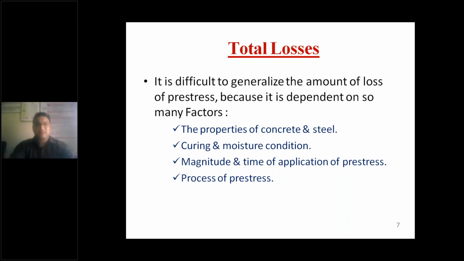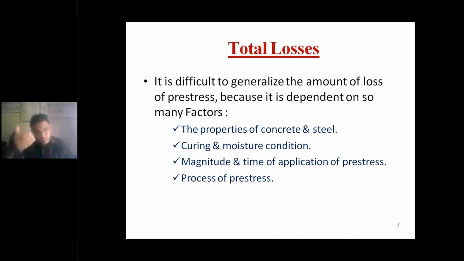So out of many factors or parameters, generally we can consider a few factors with which we can calculate the total losses independently. One is curing and moisture condition. And the next one is magnitude and the time of application of prestress. That is very important. The magnitude, in the sense the amount of force which you are applying on the strand, is very important. You have to consider the magnitude of pre-stressing force as per the design. The amount of force which you are applying on strands is very important.